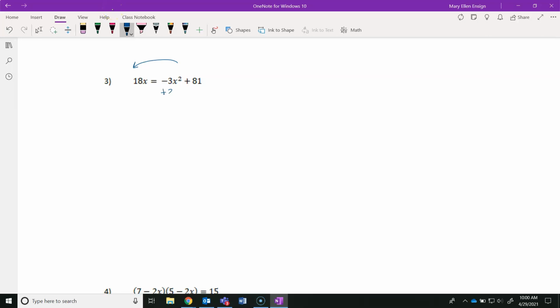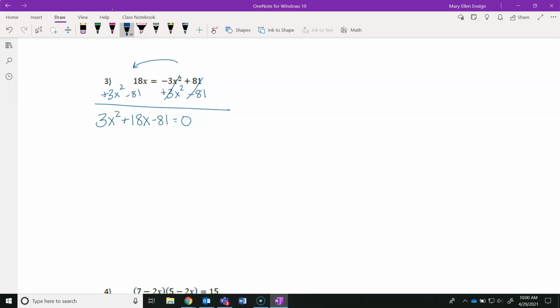So I'm going to add 3x squared to both sides. And I'm just putting it over here because it's not a like term with 18x. And then I'm going to subtract 81 from both sides. And this is 0, and this is 3x squared plus 18x minus 81.